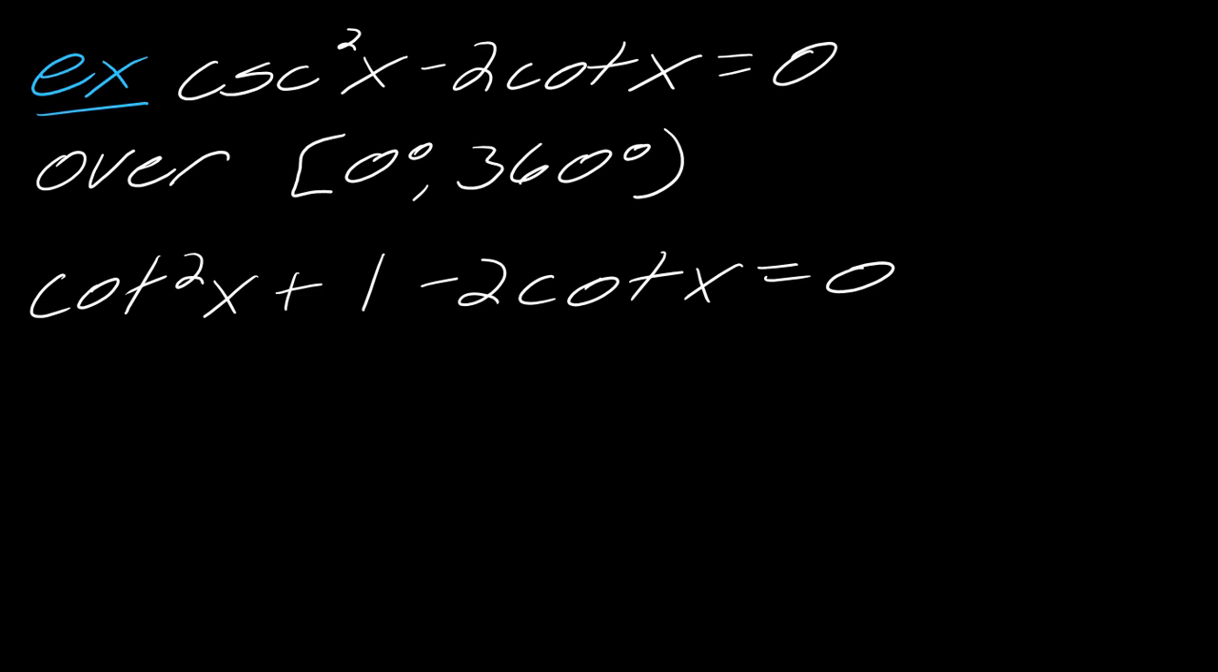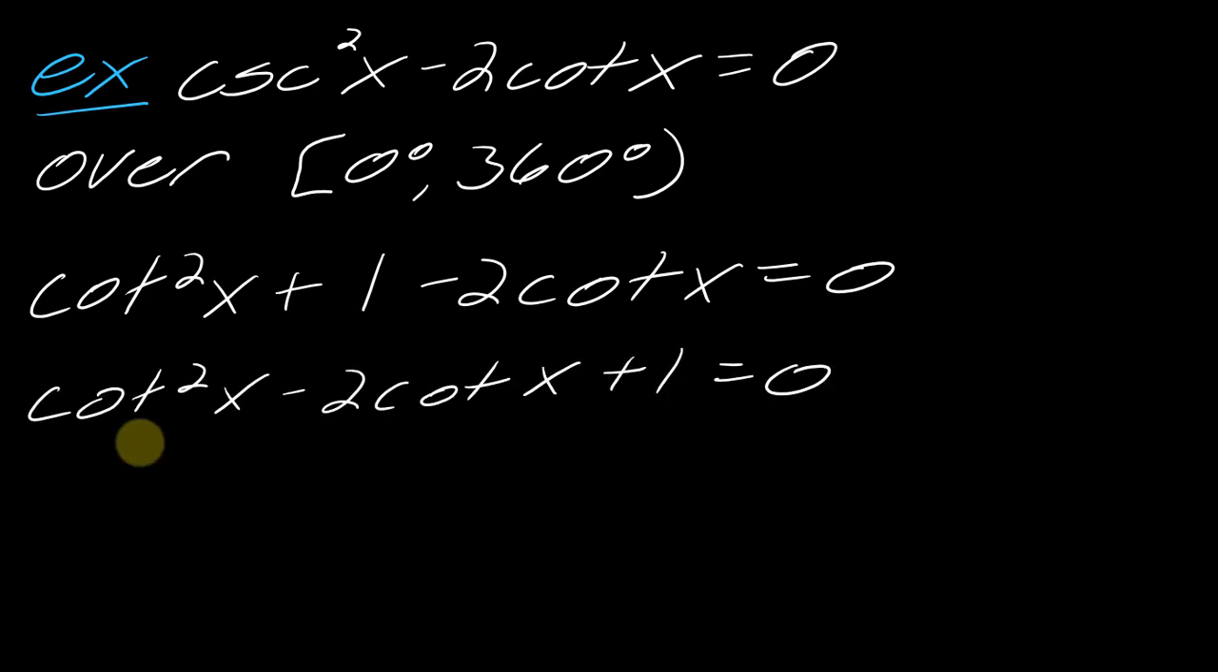So now I've got everything in terms of cotangent. So notice now I've got cotangent squared x plus 1 minus 2 cotangent x equals 0. So let me just write this in descending order because it's just better to look at. So I just rewrote it so that I can factor this. And this will totally factor, right?